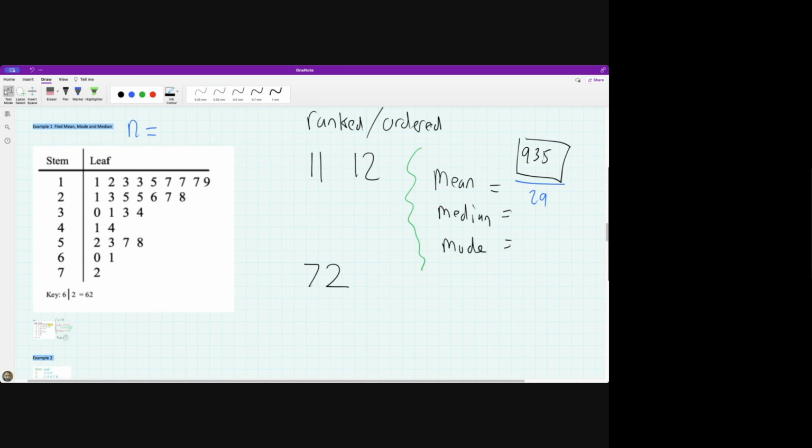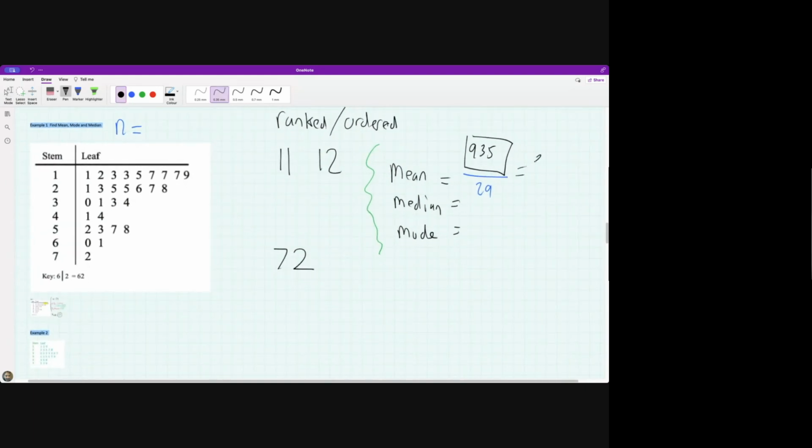And if I divide that by 29, I get 32.24. And I see many students in the chat have got that. So 32.24 is the mean. What is the mode? Well, the mode is going to be the one that occurs the most. And to me, that looks like it's the mode. And so the mode is going to be 17.